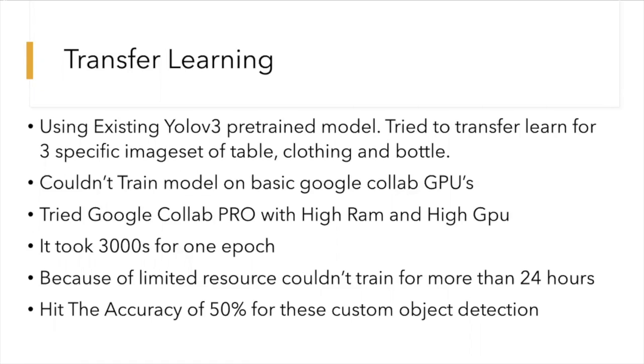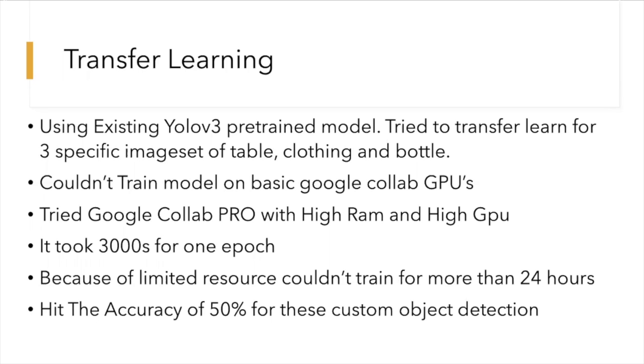Going forward, I also bought Google Colab Pro, and on that I tried to train it. It was expected that around 200 epochs were required, but one epoch was taking 3000 seconds. So that comes out to around 15 days to train for 3000 images for 200 epochs. So that was very huge. But even then, I tried to train it for the max of 24 hours, which is Google Colab Pro's limit.